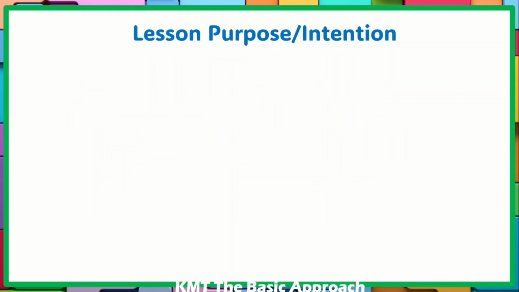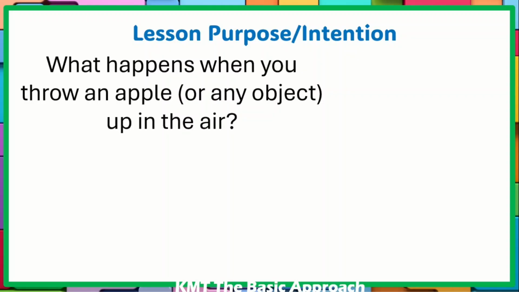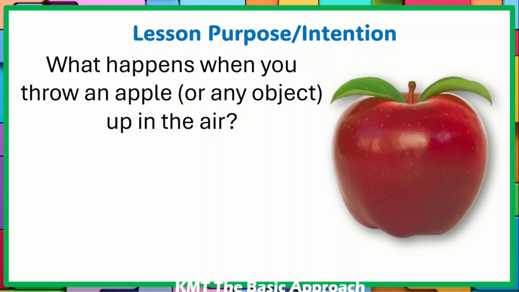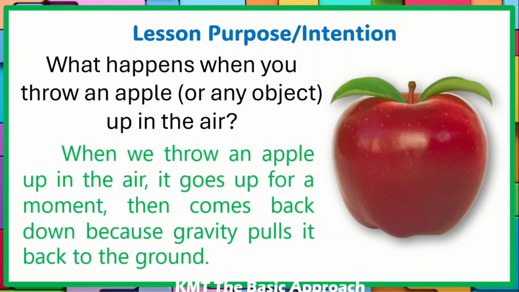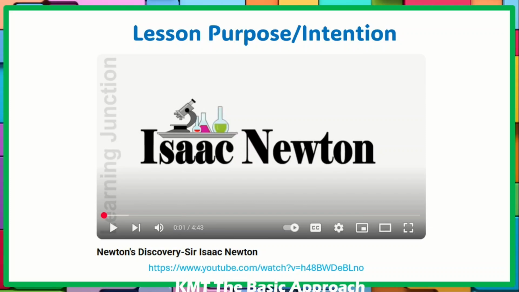Lesson purpose or intention. What happens when you throw an apple or any object up in the air? Correct. When we throw an apple up in the air, it goes up for a moment, then comes back down because gravity pulls it back to the ground. Now watch this video.